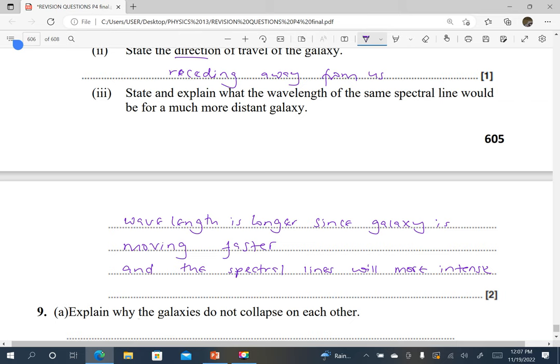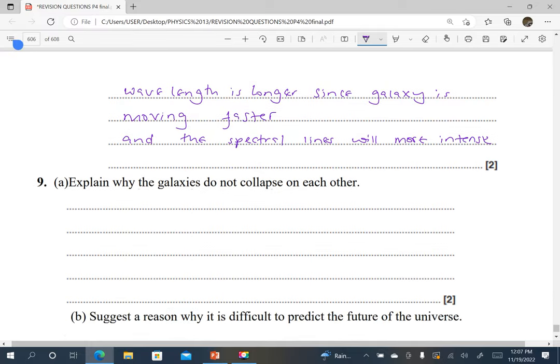Explain why galaxies do not collapse on each other. If galaxies are moving out from each other, then the question is, why don't they collapse on each other? The reason may be very easy. Maybe the acceleration is too small for the collapse to occur. Yes, they could be receding from each other, but maybe the receding speed is small for the collapse to occur.